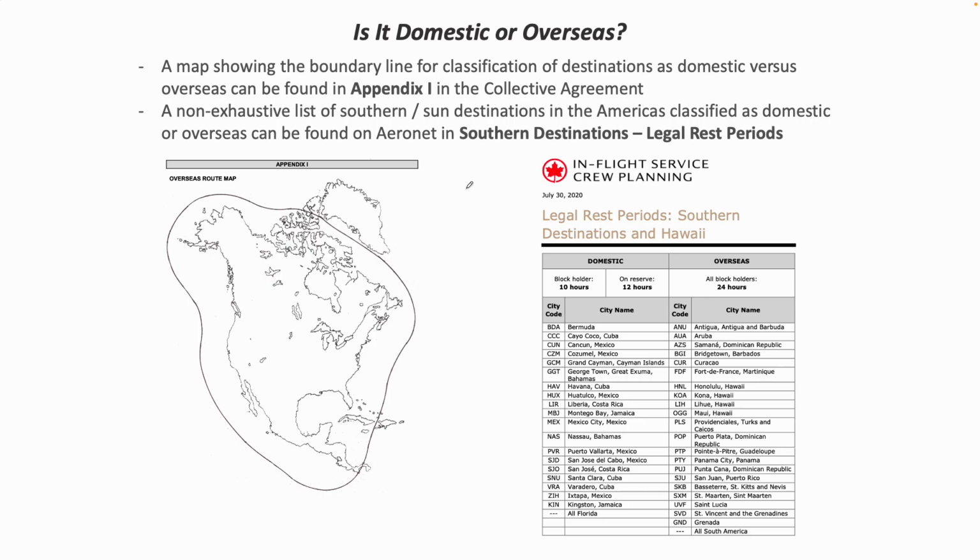There is a list of what are known as southern destinations and Hawaii. The document is titled Legal Rest Periods, Southern Destinations and Hawaii. It can be found on Aeronet. This document contains the vast majority of the southern destinations and Hawaiian destinations that we fly to. Having said that, there are occasionally exceptions, so it's worth pointing out this list is not exhaustive.